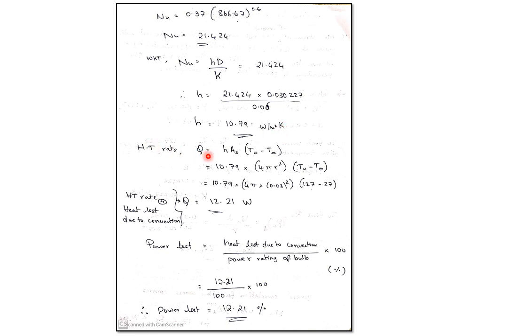Now heat transfer rate is Q equals h A delta T. H into A, what is the surface area of a sphere? That is 4 pi r square. The diameter is given, convert it to radius to substitute here. You will get the value of heat transfer rate, which is nothing but heat loss due to convection. Next is power loss. How to calculate the power loss? Heat loss due to convection divided by the power rating of the bulb into 100. So 12.21 divided by 100, you will get the power loss as 12.21% due to convection. Okay, so thank you guys.